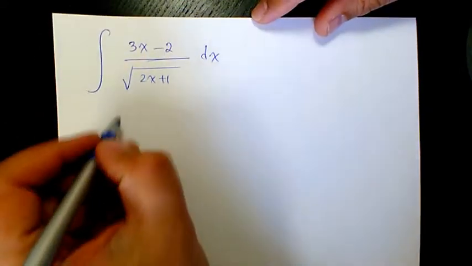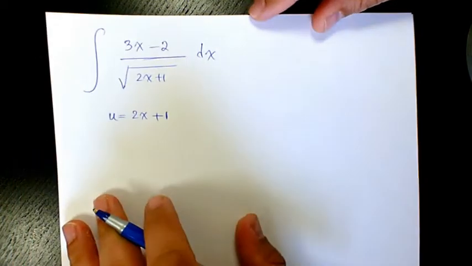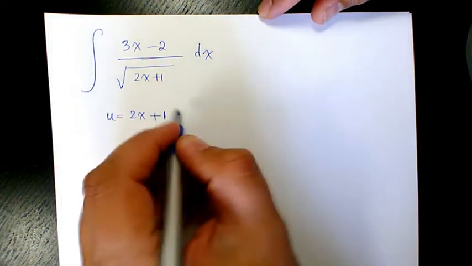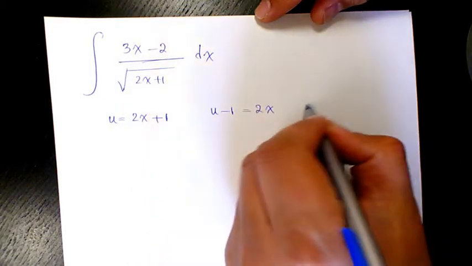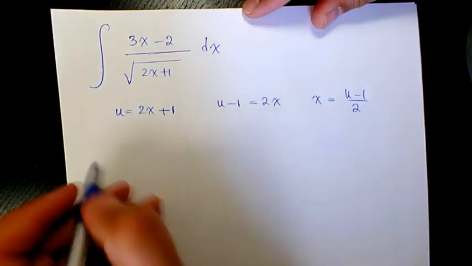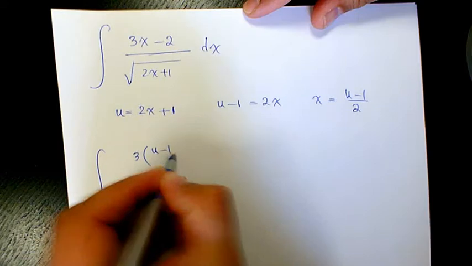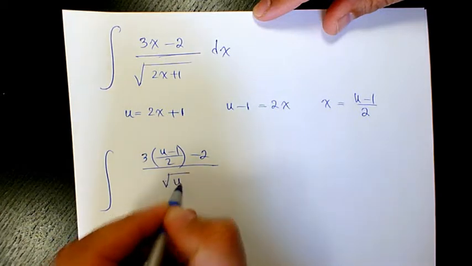So u, I'm going to consider as 2x plus 1, and I'm going to say u minus 1 is going to be 2x, and x is going to be (u minus 1) divided by 2. So we can say it's going to be (3 times (u minus 1) divided by 2 minus 2) divided by square root of u.